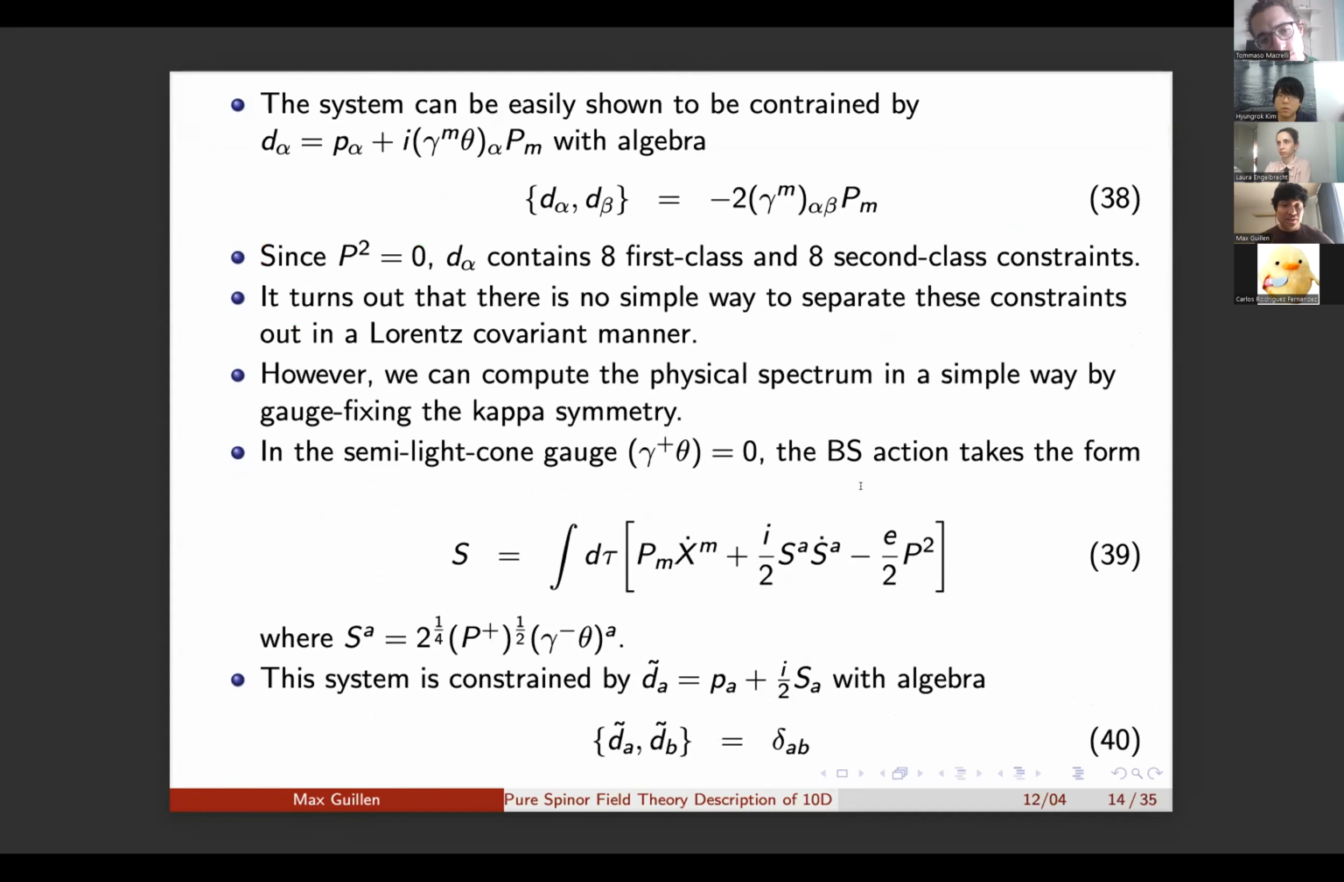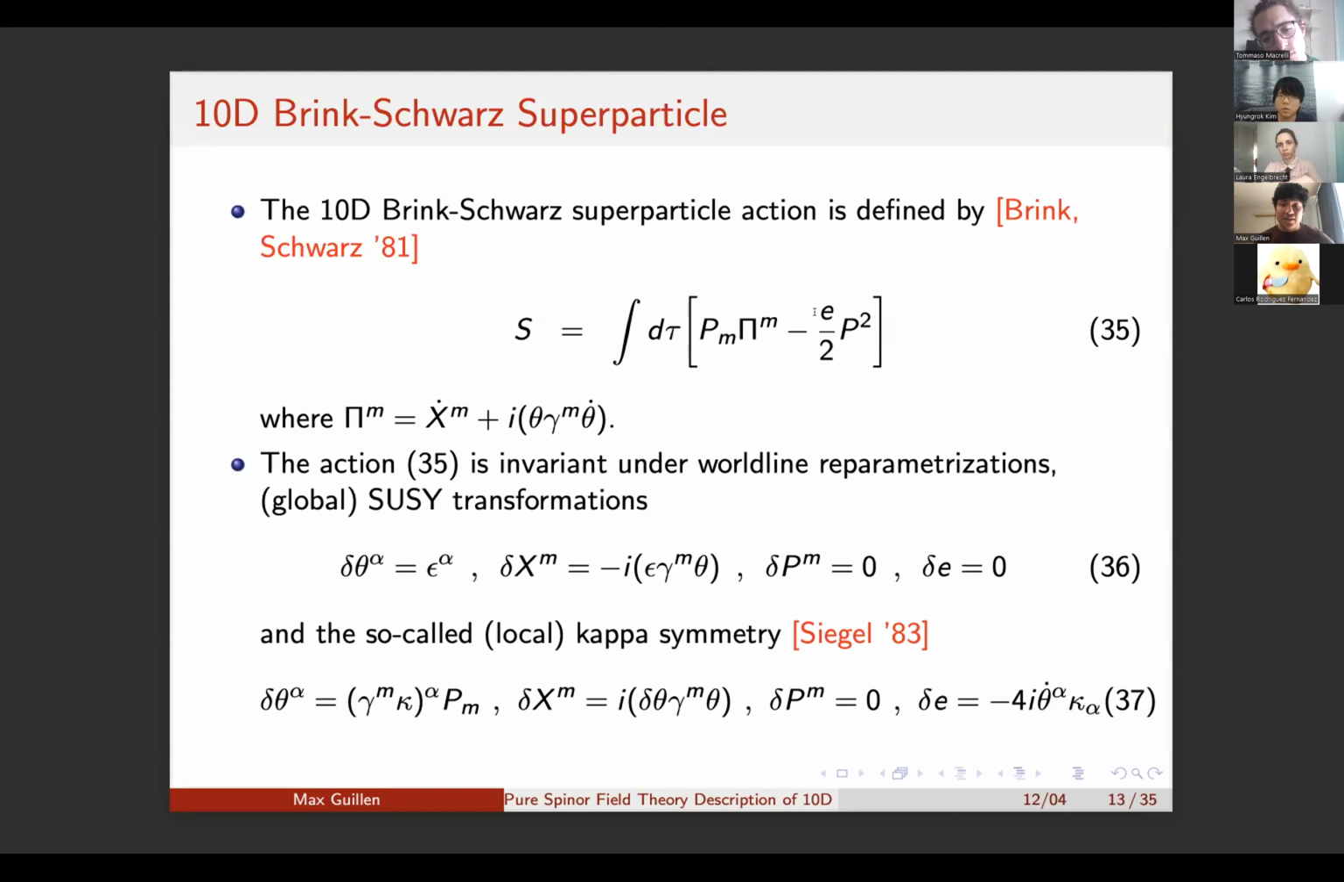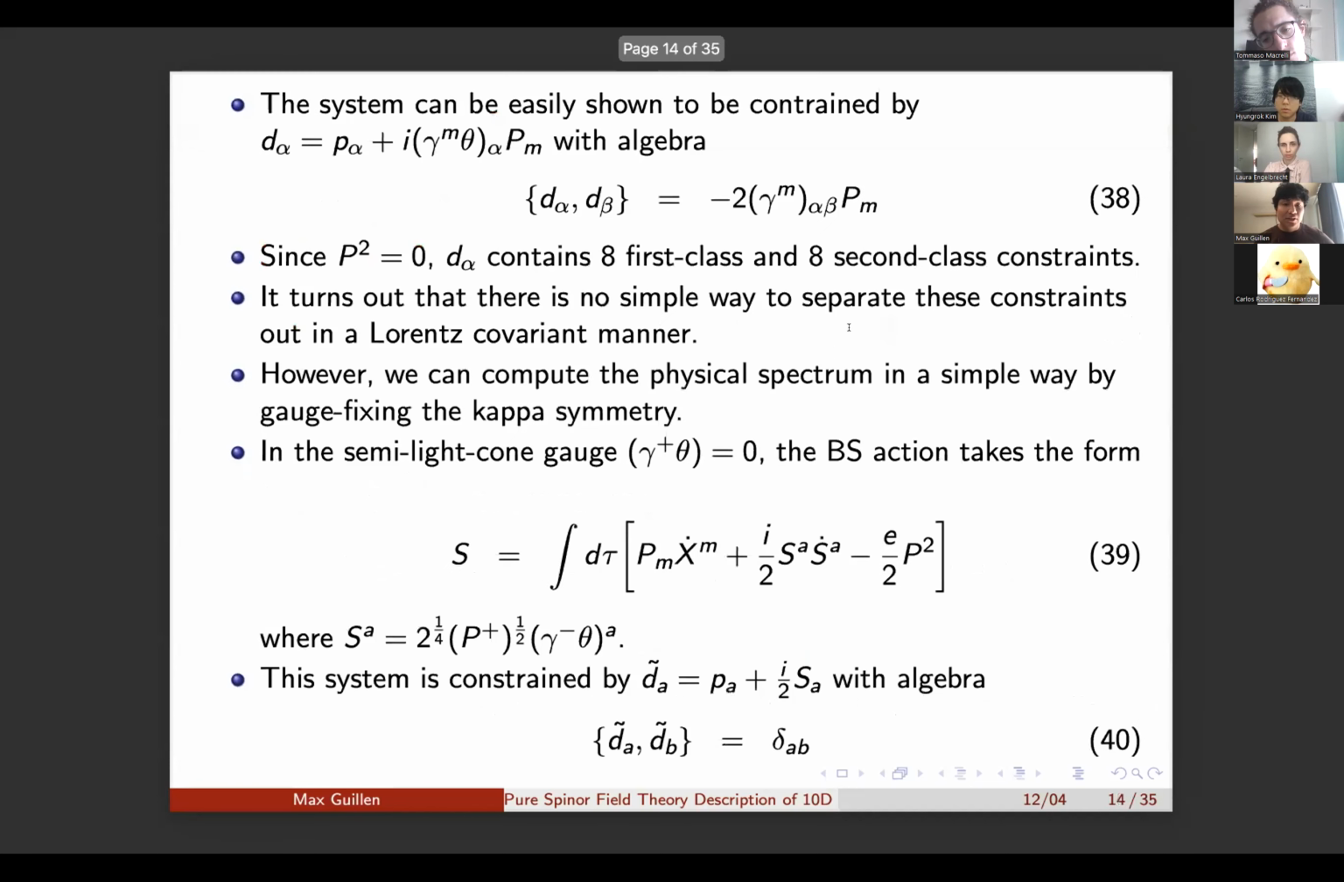It turns out that this system is constrained, and the constraint can be computed to be given by this expression, the alpha here, and the constraint algebra is given by this expression 38. Since P squared is massless, because this E here is a Lagrange multiplier imposing the massless condition, P squared is 0, that means that the alpha contains 8 first class and 8 second class constraints. The point is that there is no simple way to separate these constraints out in a Lorentz covariant manner, but we can compute the physical spectrum just by fixing the kappa symmetry.